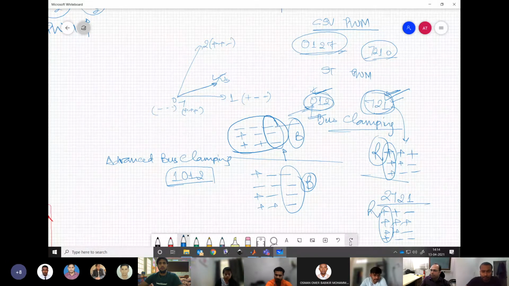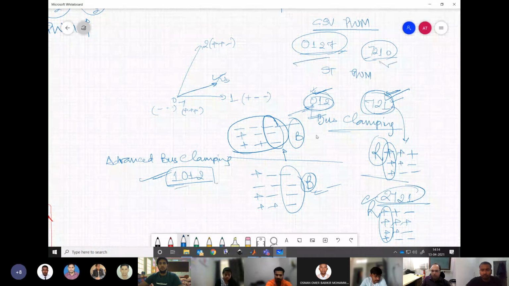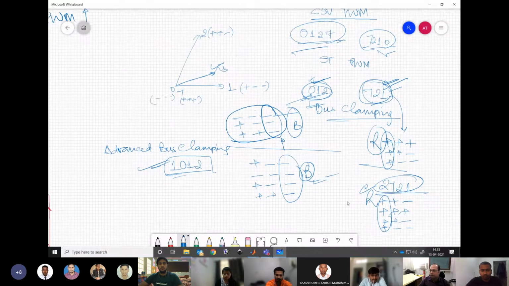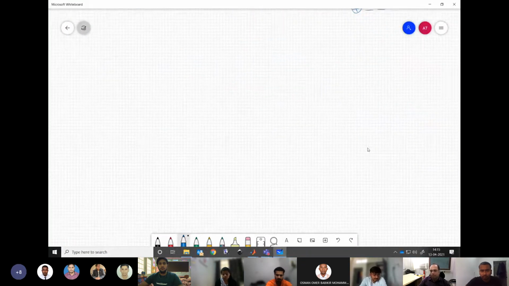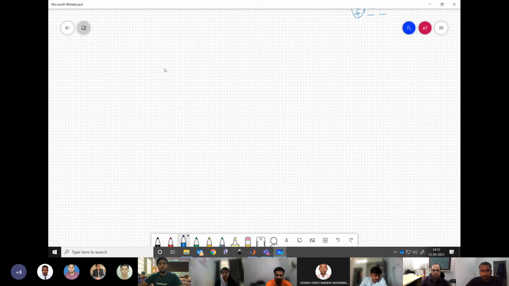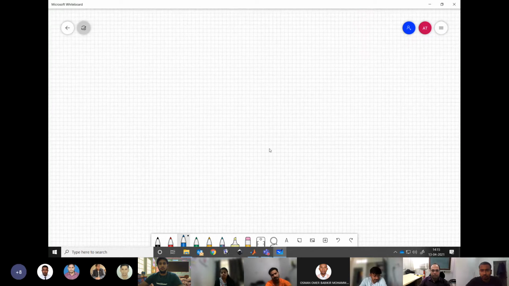Are you seeing that? Now, apart from achieving this bus clamping, what extra is this sequence doing? 1012 or 0127 or 7210 or 012 or 712, all these are different. What are they basically doing with the current? They must be changing something. Otherwise, why would we have different sequences? For sine triangle, we have just one, 0127. If you add some third harmonic for bus clamping, it changes. But here we have limitless possibilities. The difference it makes, we need to understand a little bit.